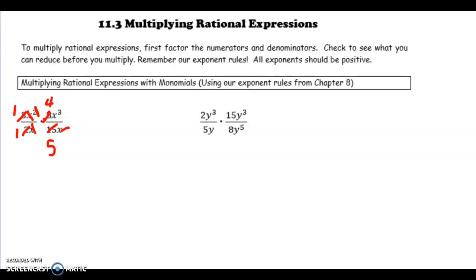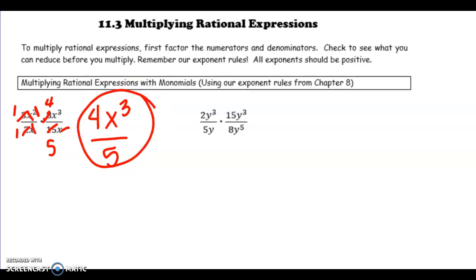I'm going to multiply straight across. All I have left on the top is 4x to the third. And then all I have left on the bottom for the denominator is 5. So remember, I've got positive exponents. We are good there. I don't have any negative exponents. I don't have a radical in the denominator. So that is my reduced fraction.